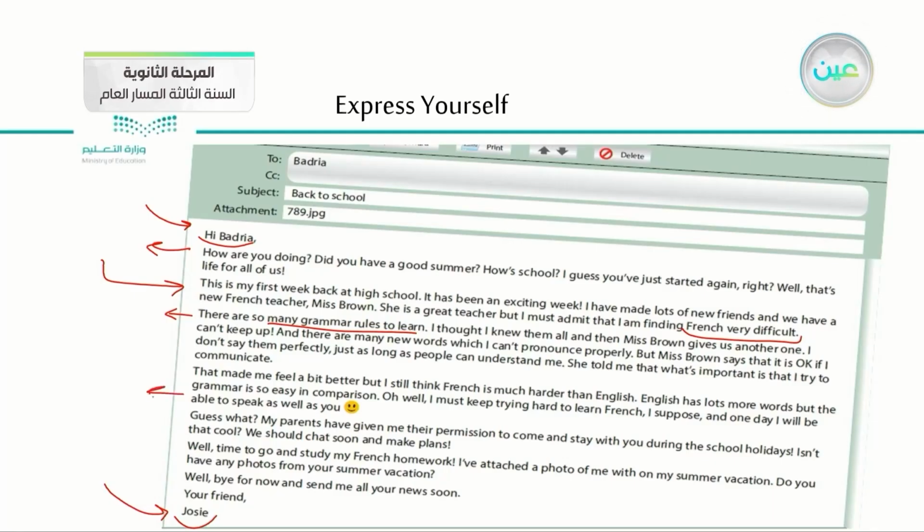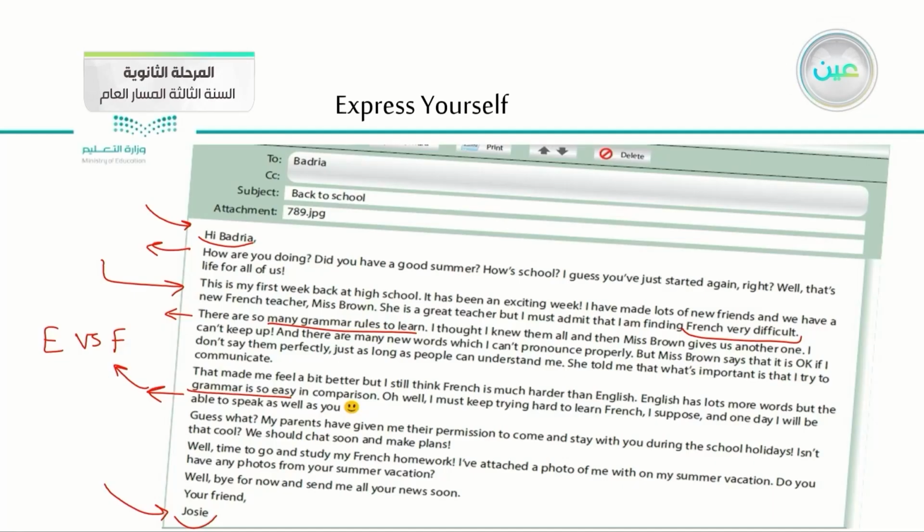After that: "That made me feel a bit better, but I still think French is much harder than English. English has lots more words, but the grammar is so easy in comparison." Now she is comparing English with French. This is the first thing she is comparing: the grammar of English and French.